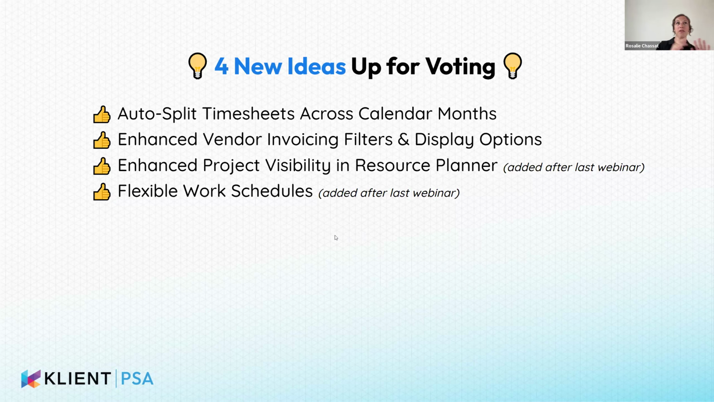So perfect. And then we added 4 new ideas because every month we add new ideas to vote for. So these are brand new. So if any of these spark interest after today, you can go and vote for them. The first is to split timesheets across calendar months. So if you have a week that has 2 months in it, then you can have these split, which was not possible before. And I know the manual workaround is not great. So that's definitely going to save time for everybody.